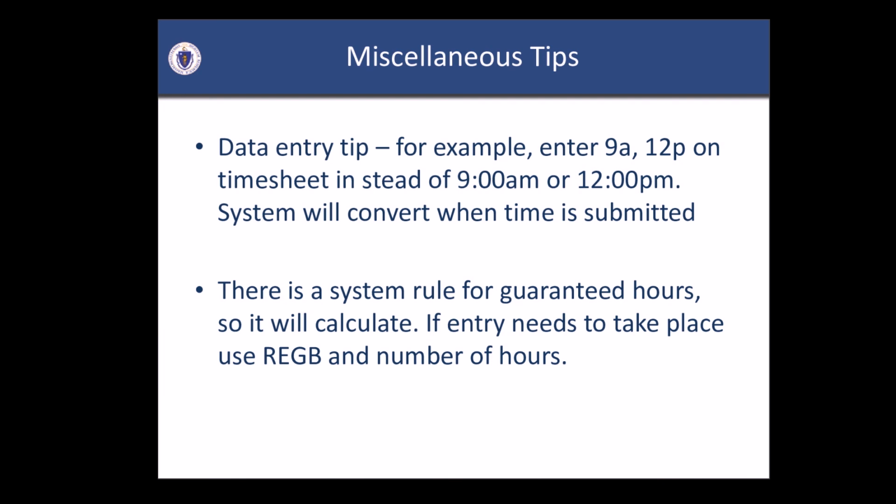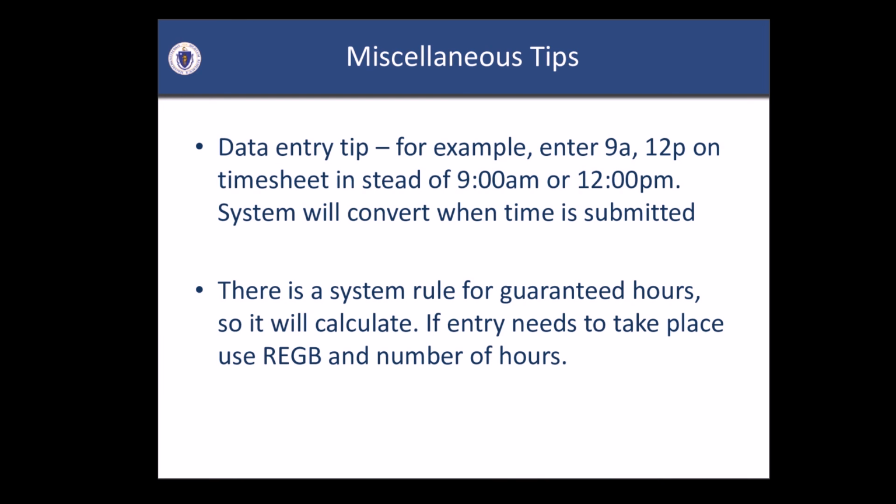A couple of just miscellaneous tips. The first thing is just a data entry tip for those of you who are going to be doing a lot of data entry on the timesheet. This will save you a couple of clicks, and those clicks and keystrokes certainly do add up. So instead of typing out 9:00 a.m., you can just type in 9A, and the system will know that means 9 a.m. And when you submit it, the system will actually convert it. So you'll see that 9:00 a.m. on the timesheet. So as you're keying all this stuff in, that's a nice shortcut for you, those keystrokes do add up after a while.